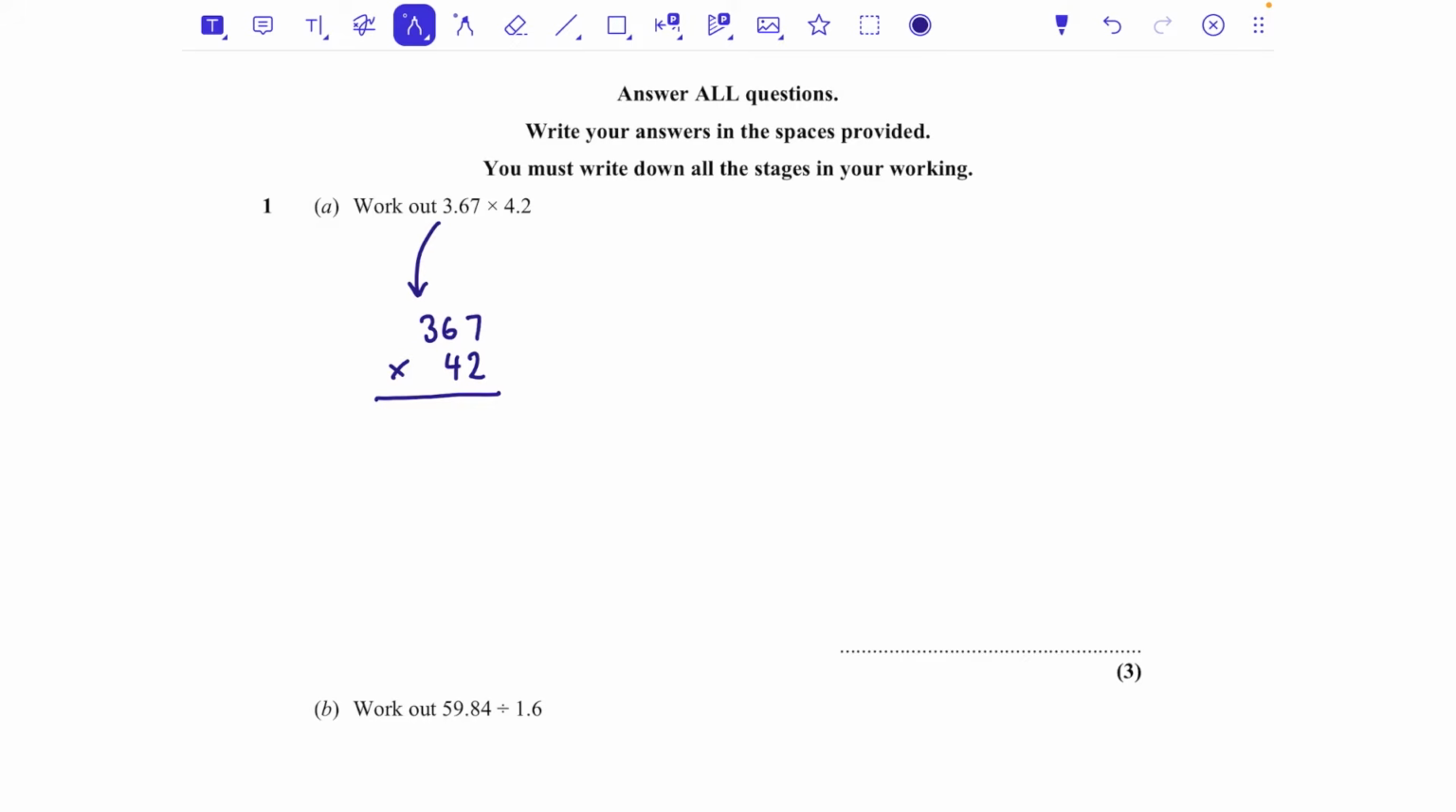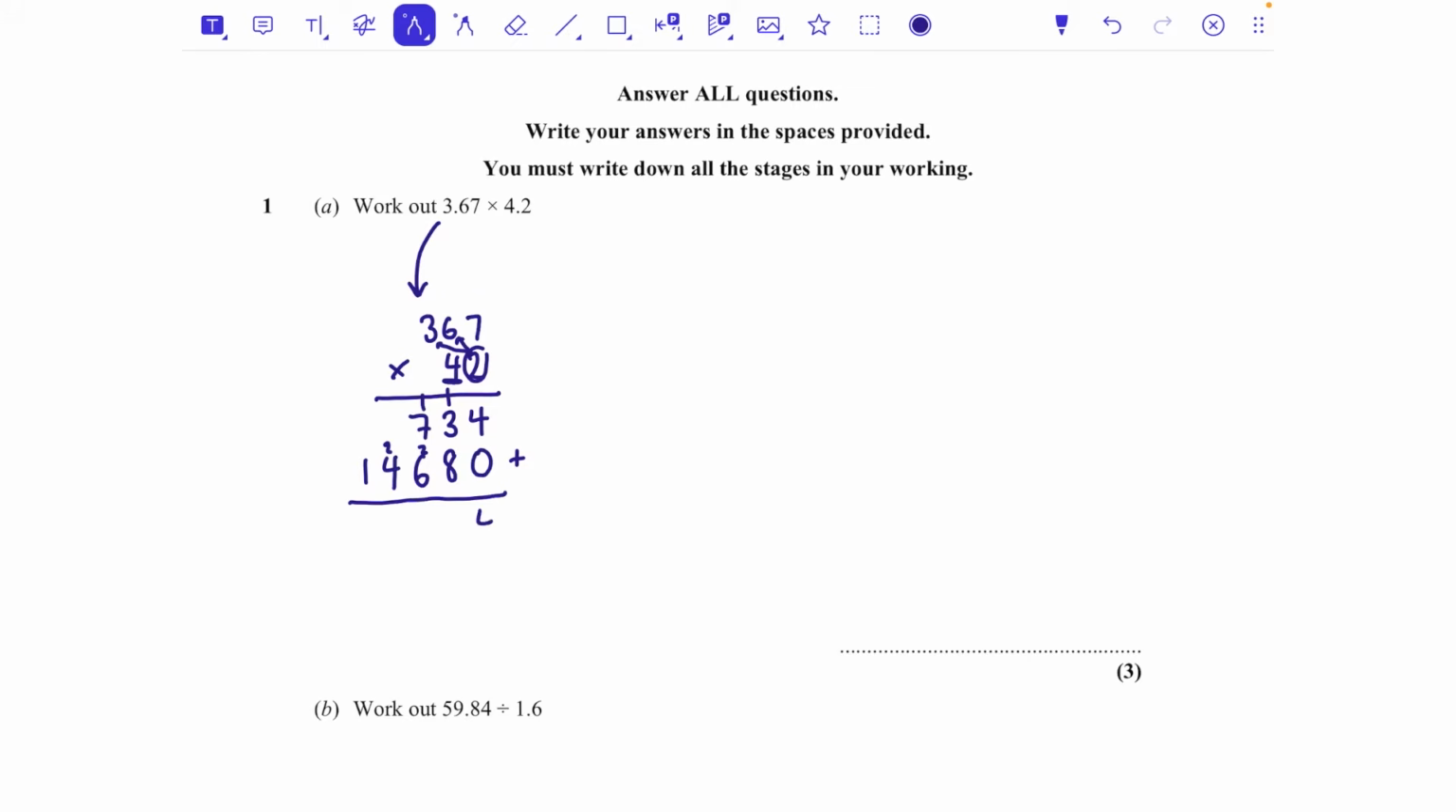2 times 7 is 14, so 4 carry the 1. 2 times 6 is 12, add that 1 is 13, and 2 times 3 is 6, add that 1 is 7. We're now moving over to the 4, but it's really 40, so we need to remember to put this 0 here to hold the place value. 4 times 7 is 28, 4 times 6 is 24, add the 2 is 26, and 4 times 3 is 12, add the 2 is 14. We're then just going to add those together.